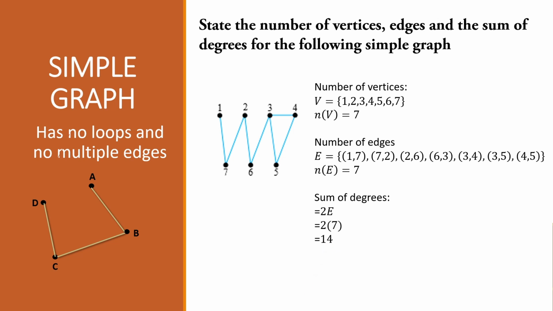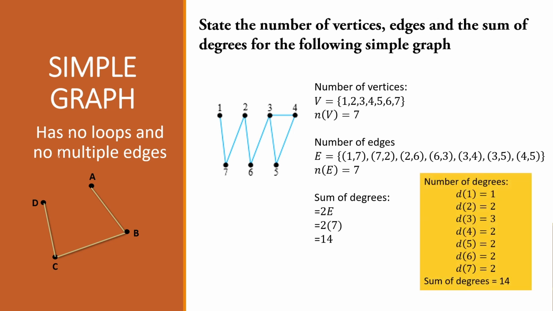Maybe we can check the sum of degrees using another method, which is we find the number of degrees. What does it mean by D1 is equal to 1? D1 means from the first point 1. So this is the first point 1. How many edges from this point? As you can see here, there's only one edge going from this point, D1. So therefore D1 is equal to 1.